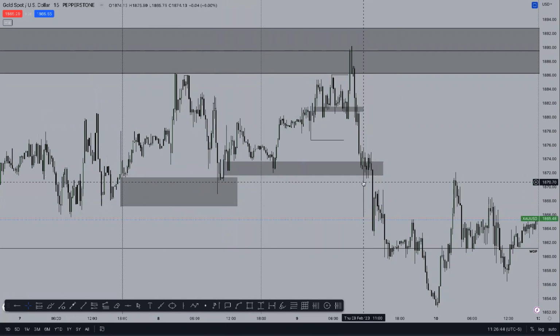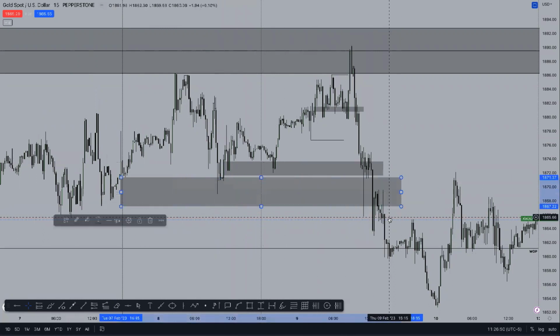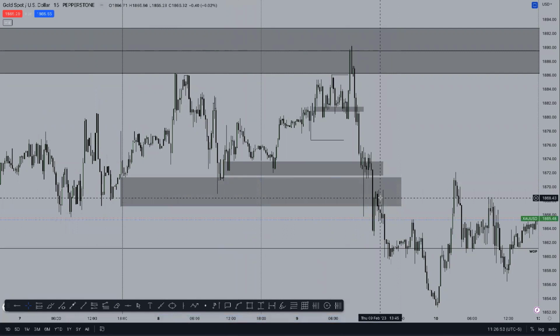Went down there. So first of all, this here, it's to mitigate this area here. And then this one here, when we close through this one, we are to be using this one over here for shorts. Okay, it's as simple as that.